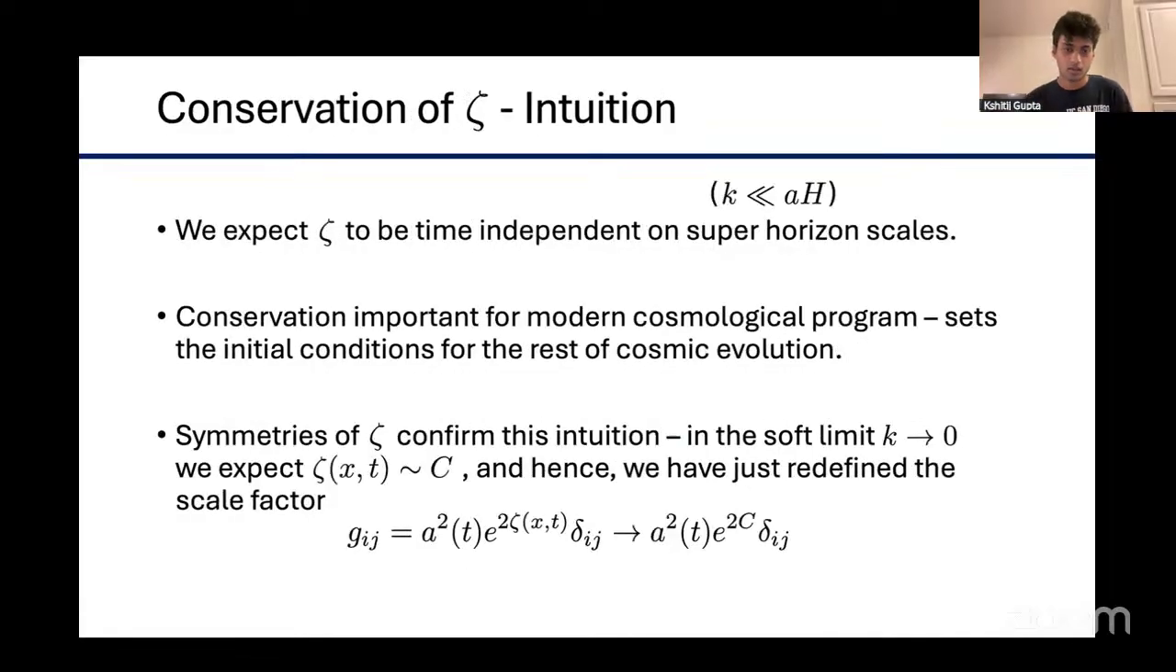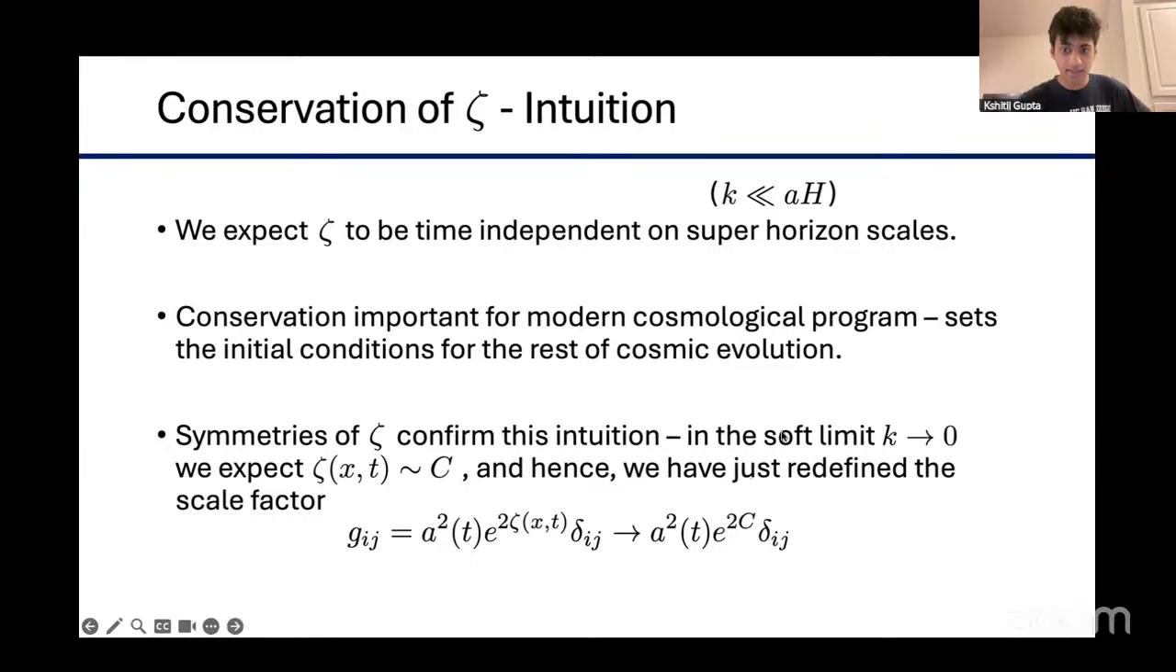For zeta, we expect it to be time independent on super horizon scales. This is what we call the conservation of zeta. This is important because the primordial perturbations generated during inflation then act as the initial condition for the rest of cosmic evolution. So for Big Bang nucleosynthesis, for the radiation-dominated era, the matter-dominated era, these modes are constant outside the horizon. And we expect that from the symmetries of zeta.